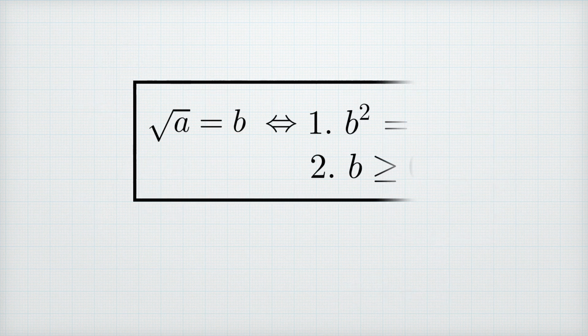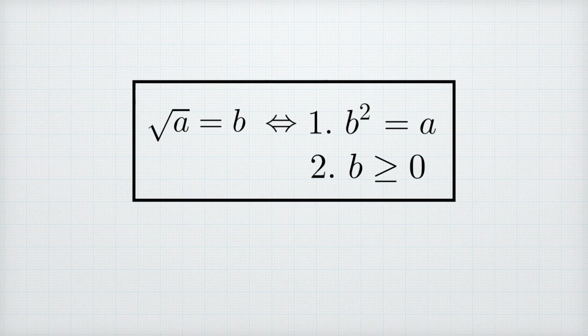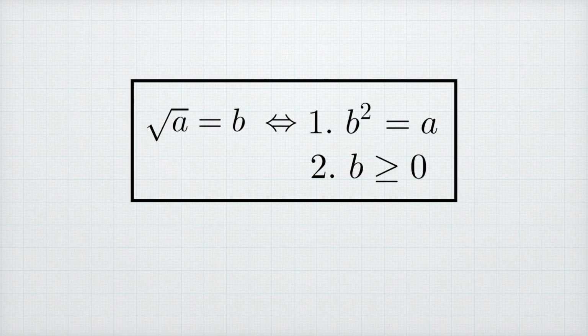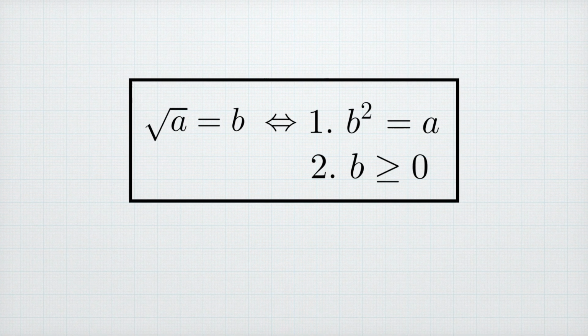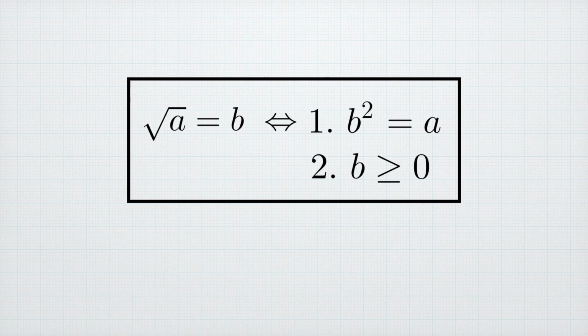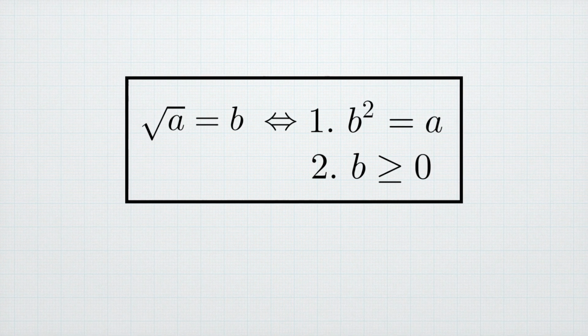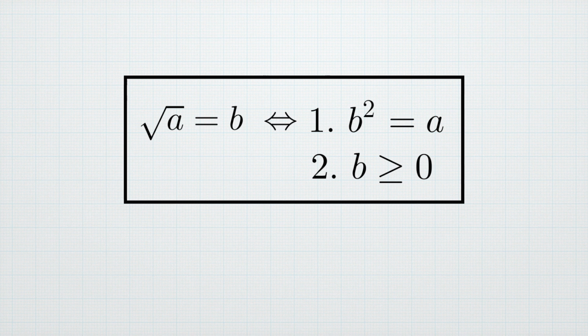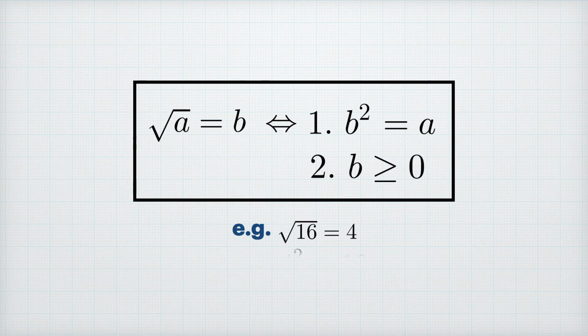If we now look at the definition of the square root, we can see that the square root of the number a is b if and only if these two conditions are met: number 1, b squared equals a, and number 2, b is greater than or equal to 0.